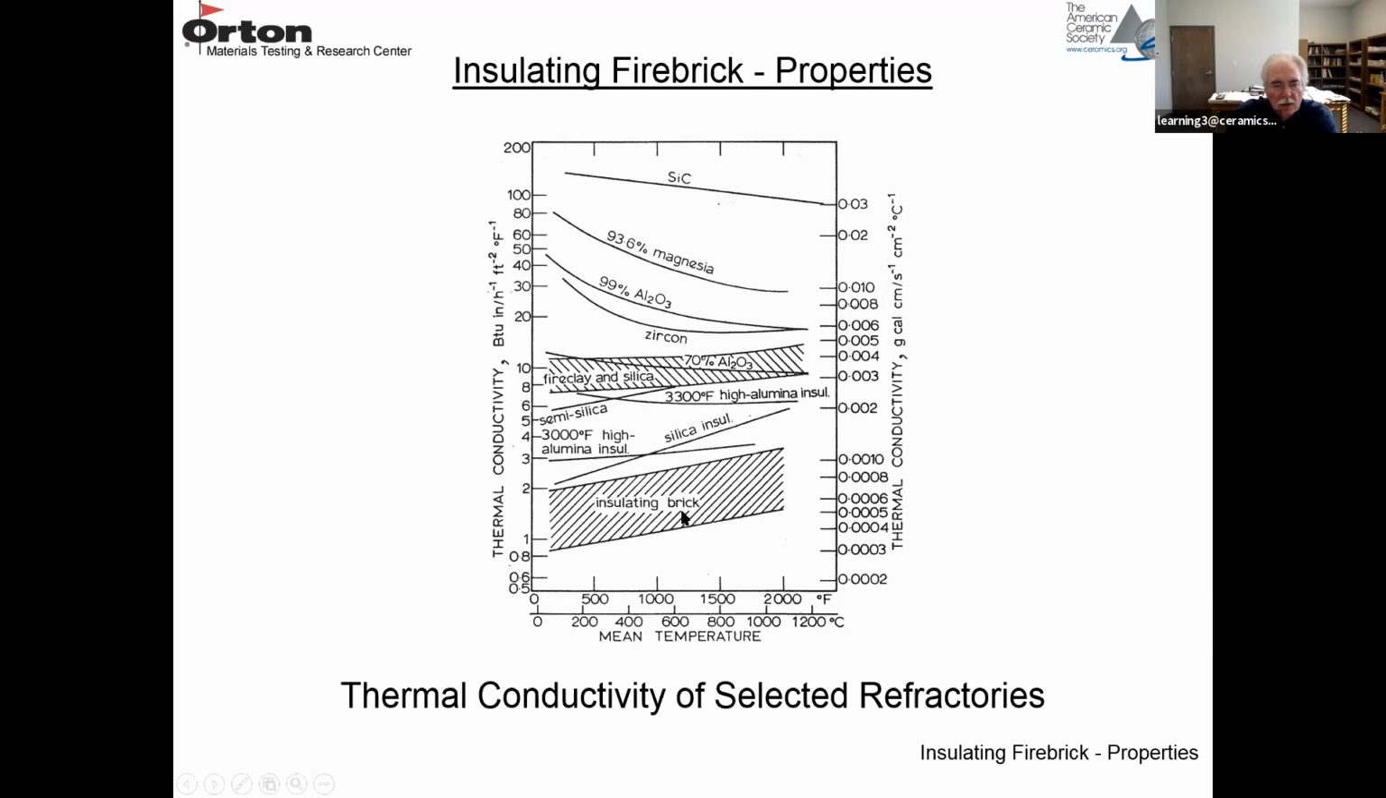But the insulating fire bricks are all in the 1 to 2, maybe 3 range. So they're much lower than MgO, Al2O3, zircon, the fire clay materials, and the semi-silica material. So they're quite low. There's an insulating alumina, which would be a high alumina, which is a little higher. And this is a silica insulation. It must be lower in porosity. It's a little bit higher, but the IFBs are generally much lower than all the other refractory materials.